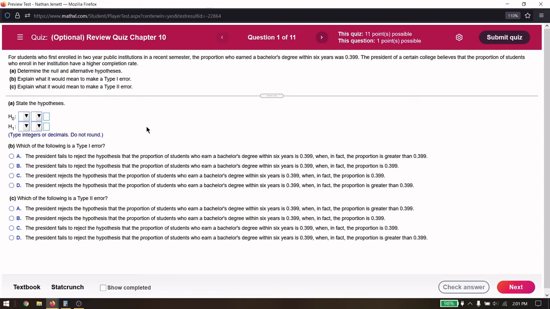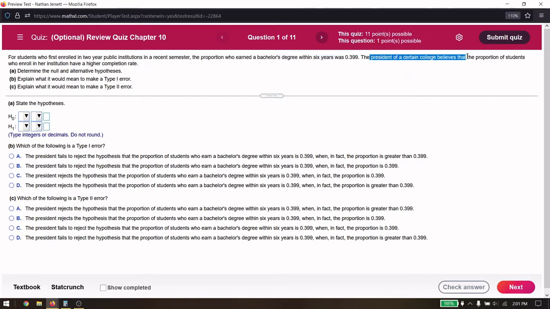Chapter 10 is all about hypothesis testing. So understanding how to set it up correctly is a big part of that. When you read through the question, you're looking for what was stated before and what you are testing newly. In this case, we have students enrolled in a 2-year public institution. The proportion who earned a bachelor's degree within 6 years was 0.399.